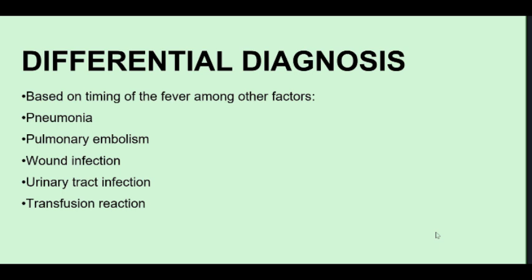For differential diagnosis, it depends a lot on the timing of when the fever resumes post-op. Differentials could be pneumonia, which is very common, pulmonary embolism as a complication of DVT, wound infections, urinary tract infections, or transfusion reactions. These and several others could be differentials in your mind, based on your evaluation of what is going on with the patient.